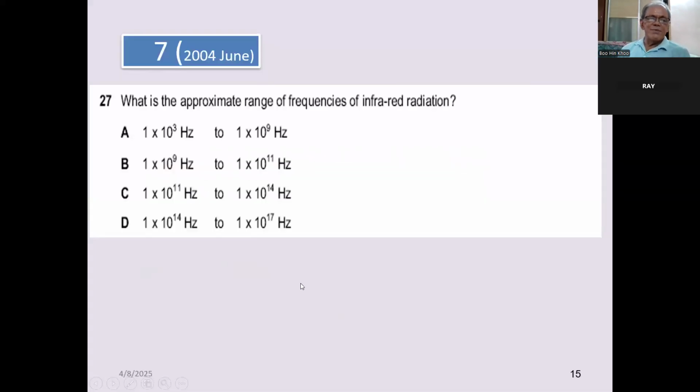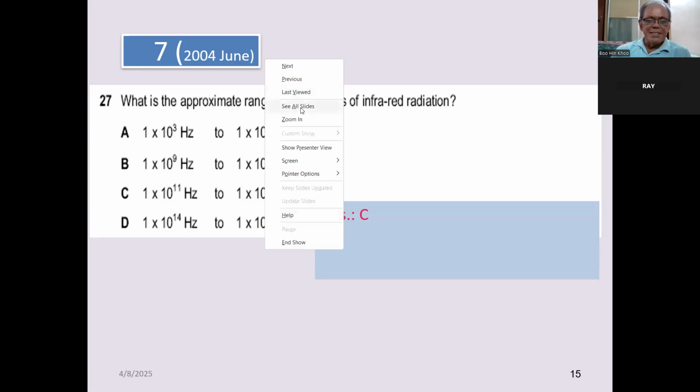Sometimes it comes out as frequency, infrared. And remember, infrared. C. Okay, 10 to the power 11 to 10 to the power 14. Memory work, nothing can teach you about that. You have to memorize it.